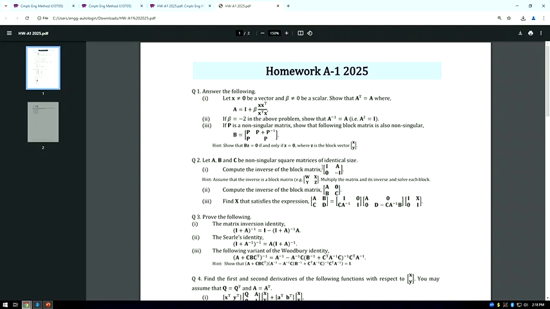Compute the inverse of the block matrix [I A; 0 -I]. You assume that the inverse is of the form [W X; Y Z]. We don't know the values of W, X, Y, and Z. Then you pre-multiply or post-multiply by this, and you solve for W, X, Y, and Z.